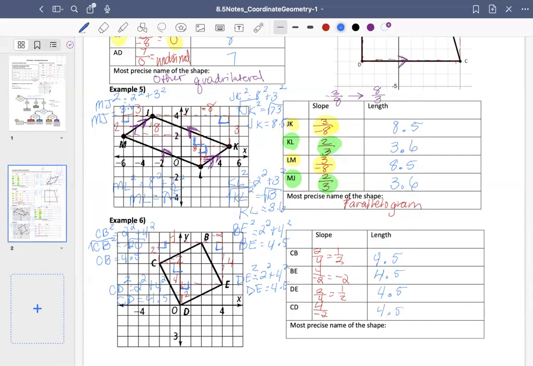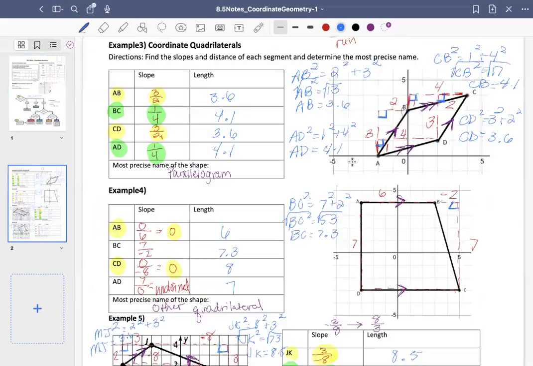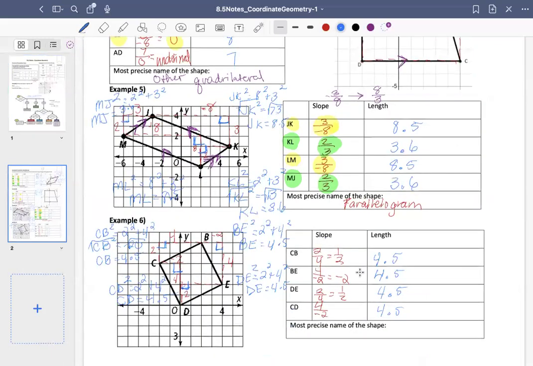Okay, we found all the slopes and all the lengths. Let's go to our chart. First thing we need to figure out: how many pairs of opposite parallel sides do we have? We're looking for slopes with the same number. I see 1/2 and 1/2, referring to CB and DE. Let's go ahead and mark those parallel. So we have one pair of parallel sides.